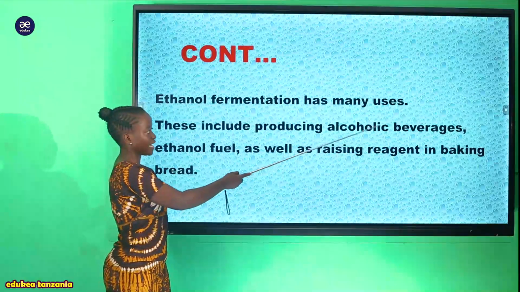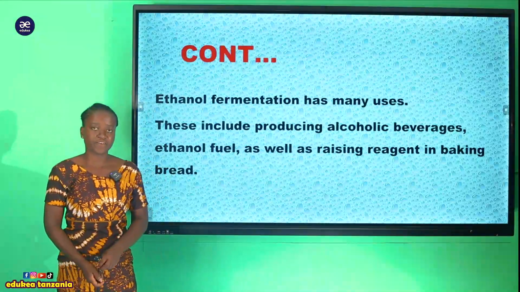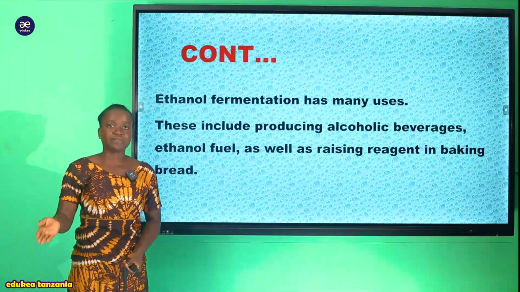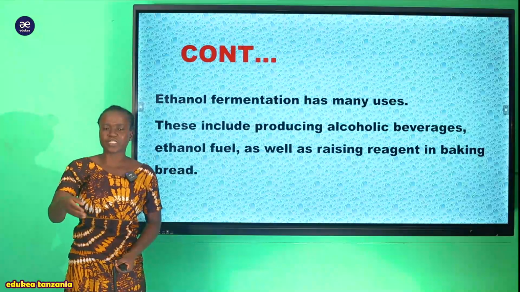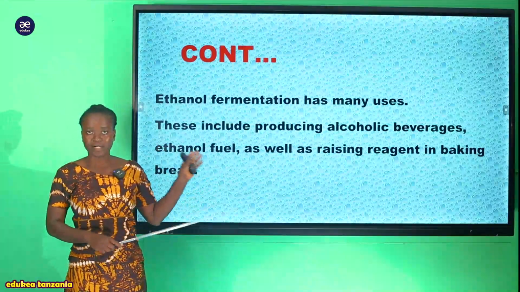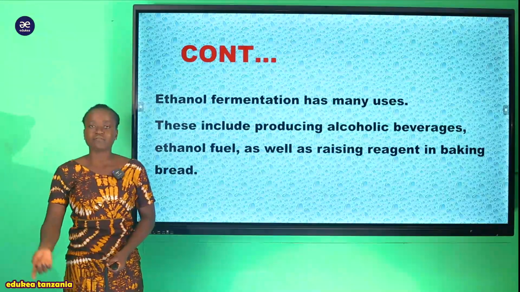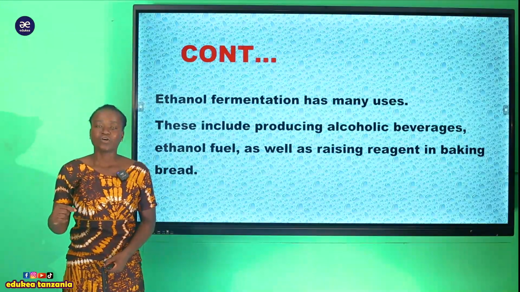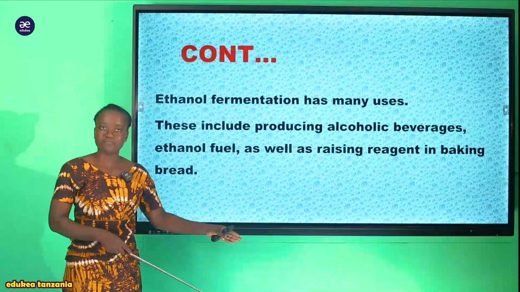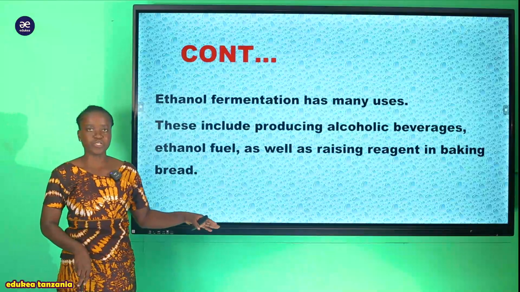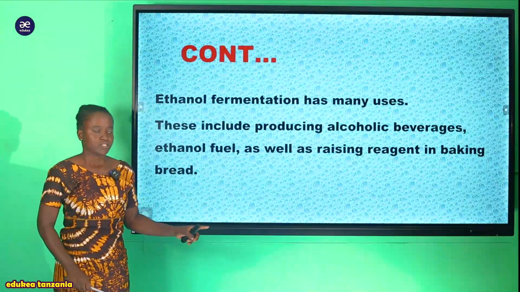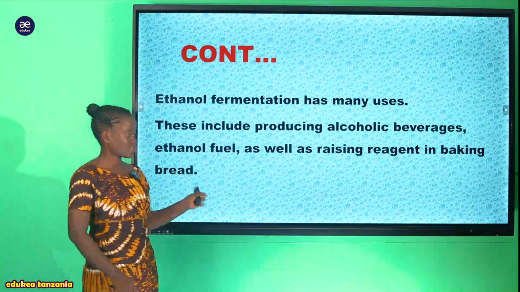For instance, we can produce alcoholic beverages. I hope you know the different kinds. We have a lot of alcoholic beverages. All those drinks whose origin we say is alcohol are made from this molecule called ethanol, which comes from the process of alcoholic fermentation. And also, apart from these alcoholic beverages, this ethanol produced as the end product is used to produce ethanol fuel, as well as the reagent in baking sodas.